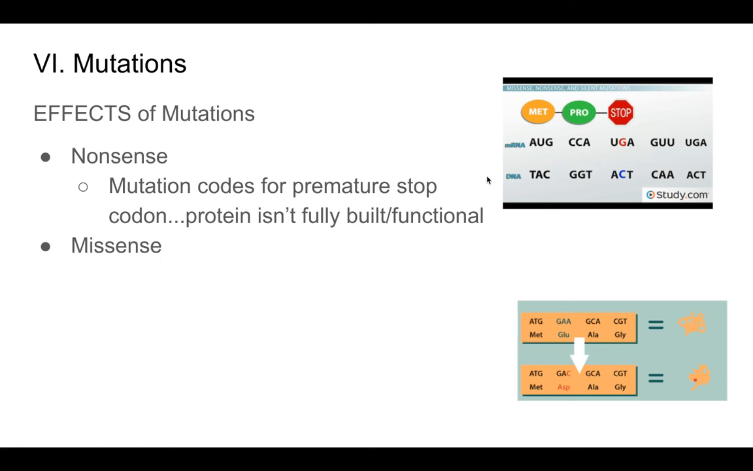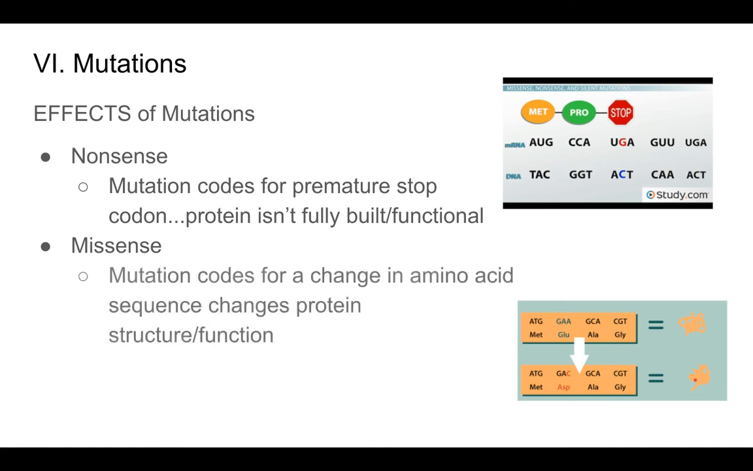The next type of effect is called a missense. And a missense means that the mutation that exists codes for a change in the amino acid sequence, which means when we go to read the codon, the mutation changes the amino acid that we're reading on the codon chart, which, in most cases, changes the shape of the protein that's being created and affects the function as a result. Right? We know structure determines function. And so if we change the structure of the protein, we're going to change its function.